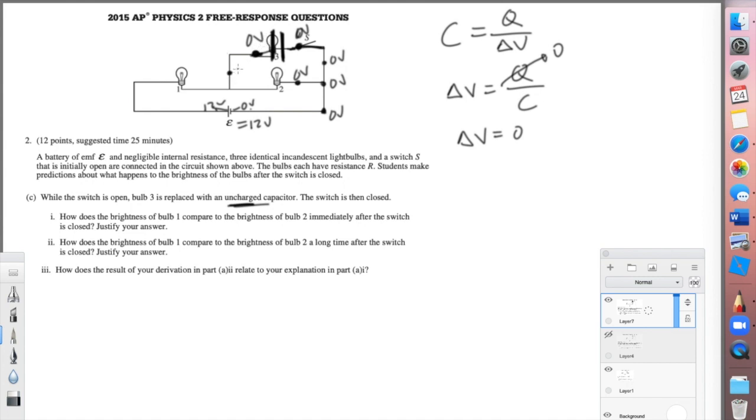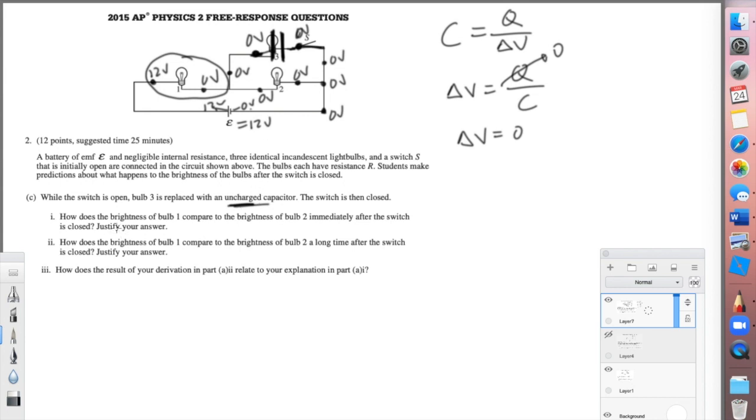Okay, so right here would be 0, right here would be 0, right here would be 0, right here would be 12. The moment the switch closes, all the voltage is across the first bulb. There is no voltage across the second bulb because we have 0 volts on both sides.